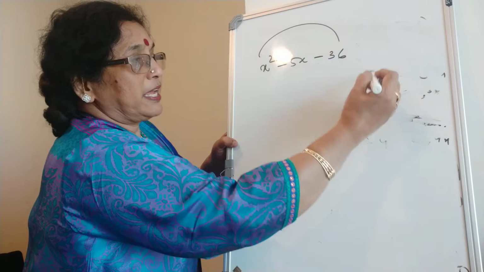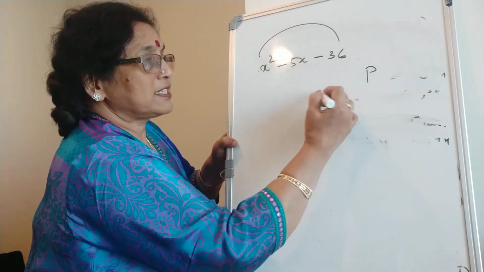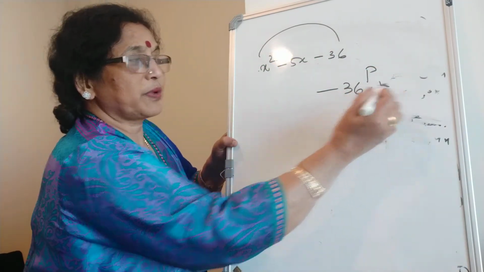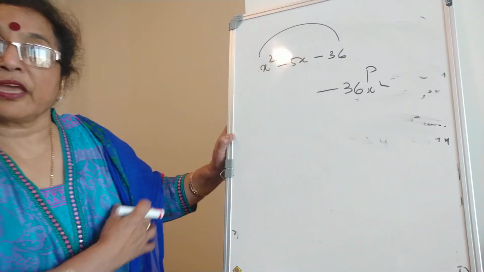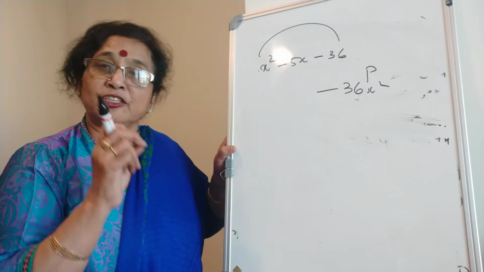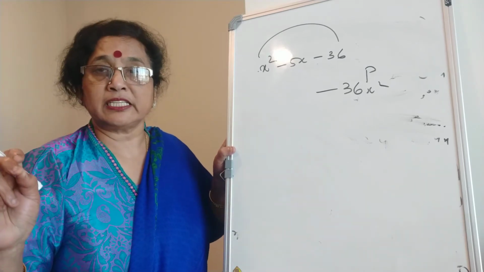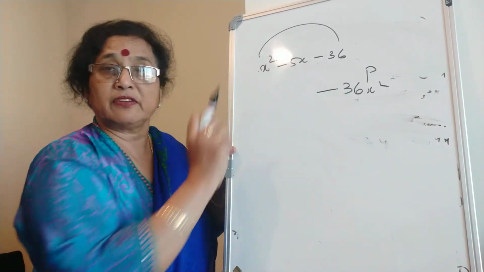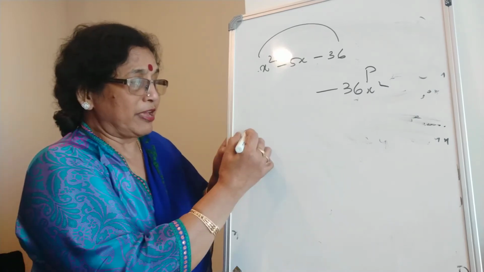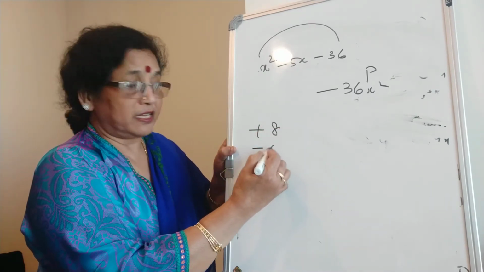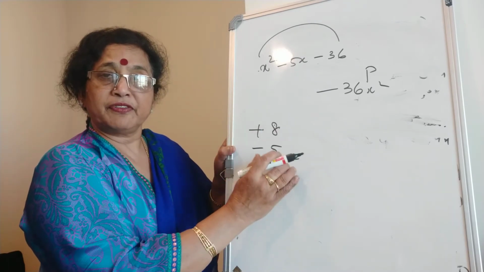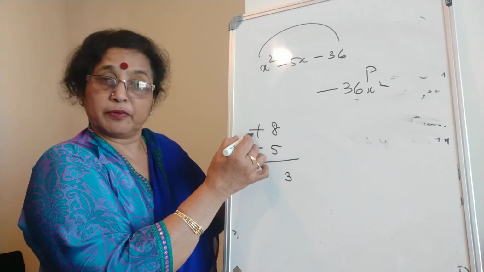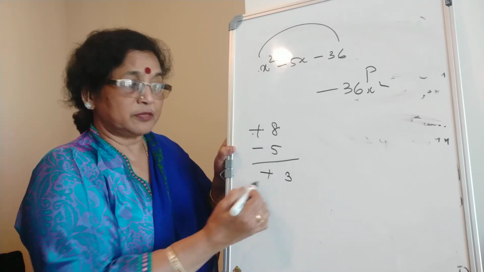Again when I am multiplying, product is plus into minus is minus 36x square. So the two parts which will break up of 5, one has to be positive and one has to be negative, because positive into negative is negative product. And when you add positive 8 and a negative 5, you are taking the difference. Forget the sign. 8 and 5 difference is 3 and 8 positive integer is greater, so answer is positive.